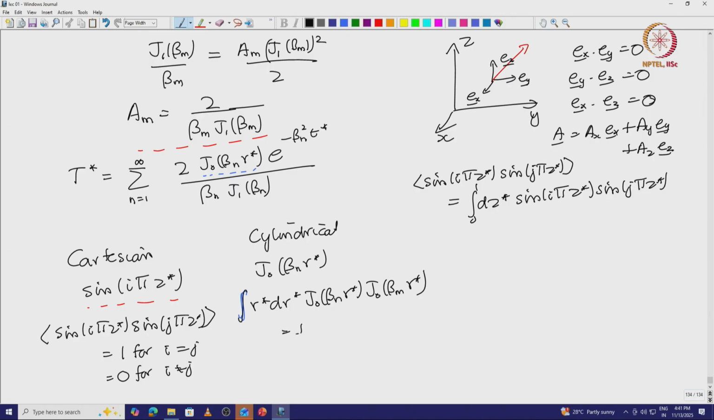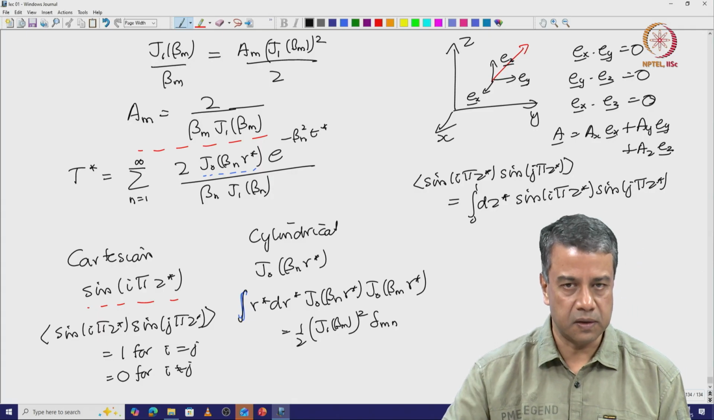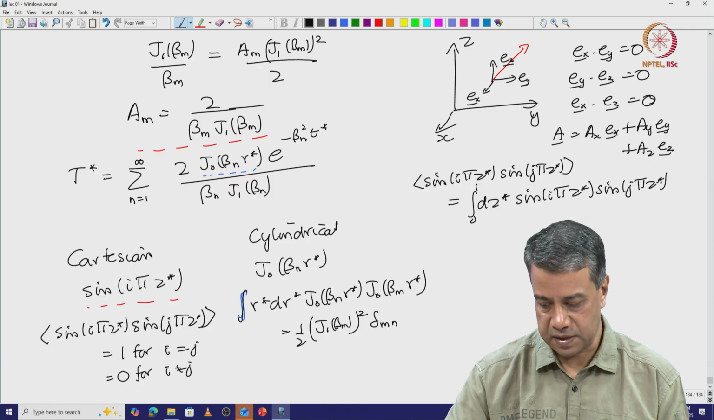Okay, this is equal to half j1 of beta m the whole square delta mn. So, these functions are also orthogonal to each other. They are 0 if m is not equal to n, and they are non-zero only if m is equal to n. Therefore, in a cylindrical coordinate system, these also form an orthogonal function space.